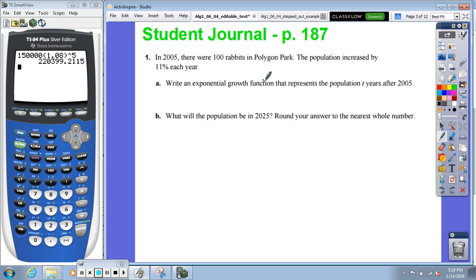So we're going to start out, and this is going to be our initial population, so this is our A. So this is going to be our rate. So our rate is 11%, which we know if we move the decimal back 2 places is 0.11. So we have y equals A times 1 plus our rate as a decimal to the t, where t represents the number of years after 2005. So let's write this as a very nice, neat function where we do the 1 plus 0.11, which is 1.11 to the t. And this is going to be our equation.